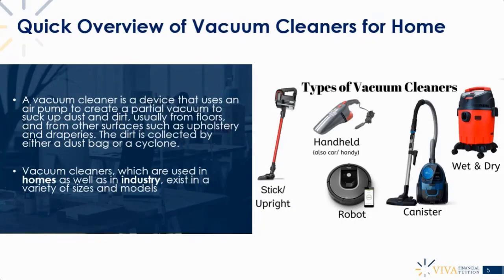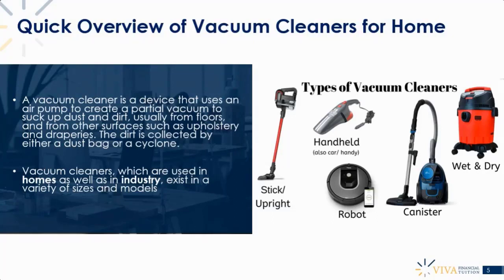So you can see here on the right, we have a nice little illustration of the main models of vacuum cleaners that are available. You have the stick or upright, and this is sometimes referred to as a hybrid vacuum cleaner. We're going to come back to that a little bit later on because that is an important technology. You have the handheld, and that's useful for smaller surfaces and things like cars as well. You have the robotic vacuum cleaner, which is very important from the present point of view.